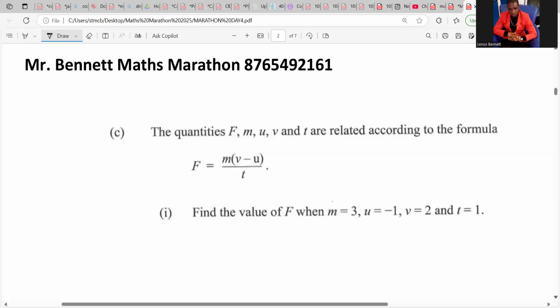I'll read it again. The quantities F, M, U, V, and T are related according to the formula F is equal to M bracket V minus U over T. Find the value of F when M is 3, U is -1, V is 2, and T is 1.